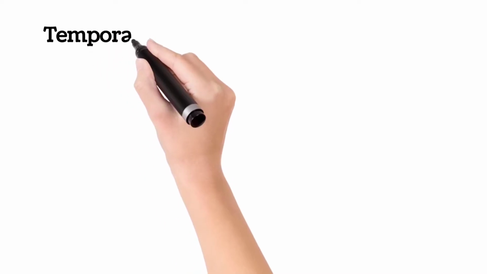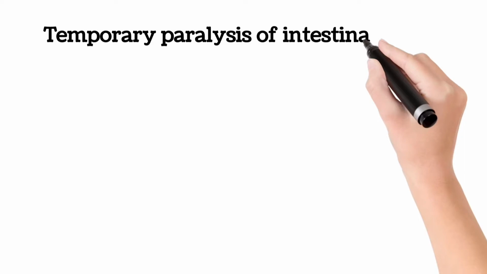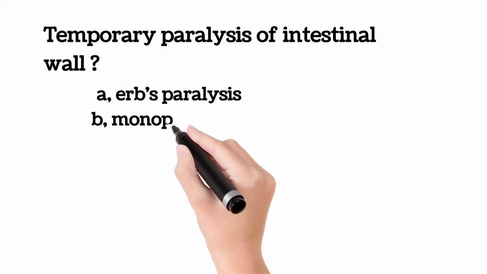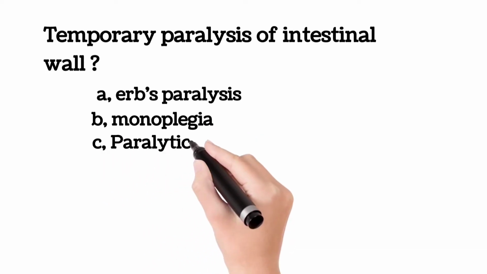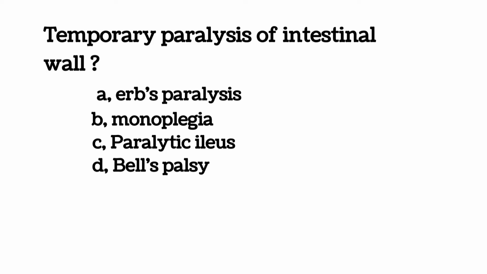Temporary paralysis of the intestinal wall. The options are A. Erb's paralysis, B. Monoplegia, C. Paralytic ileus, D. Bell's palsy. The answer is option C. Paralytic ileus.